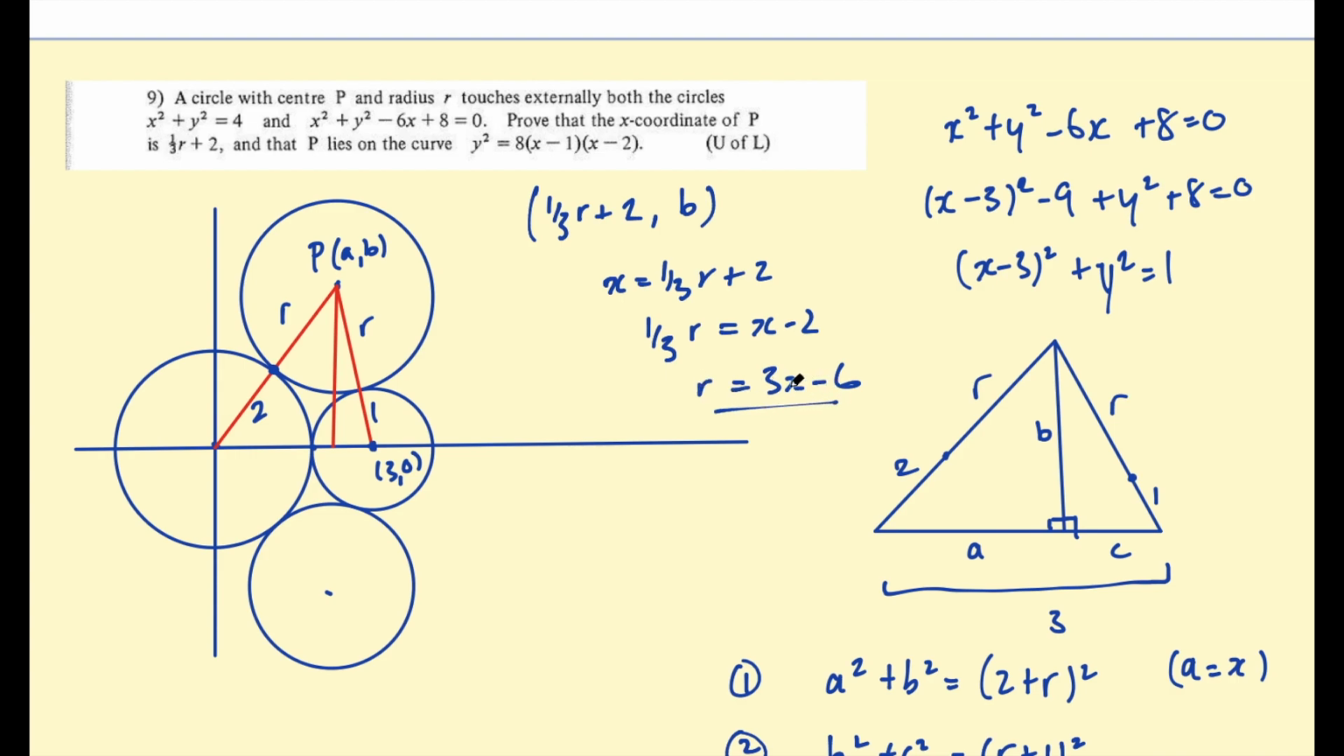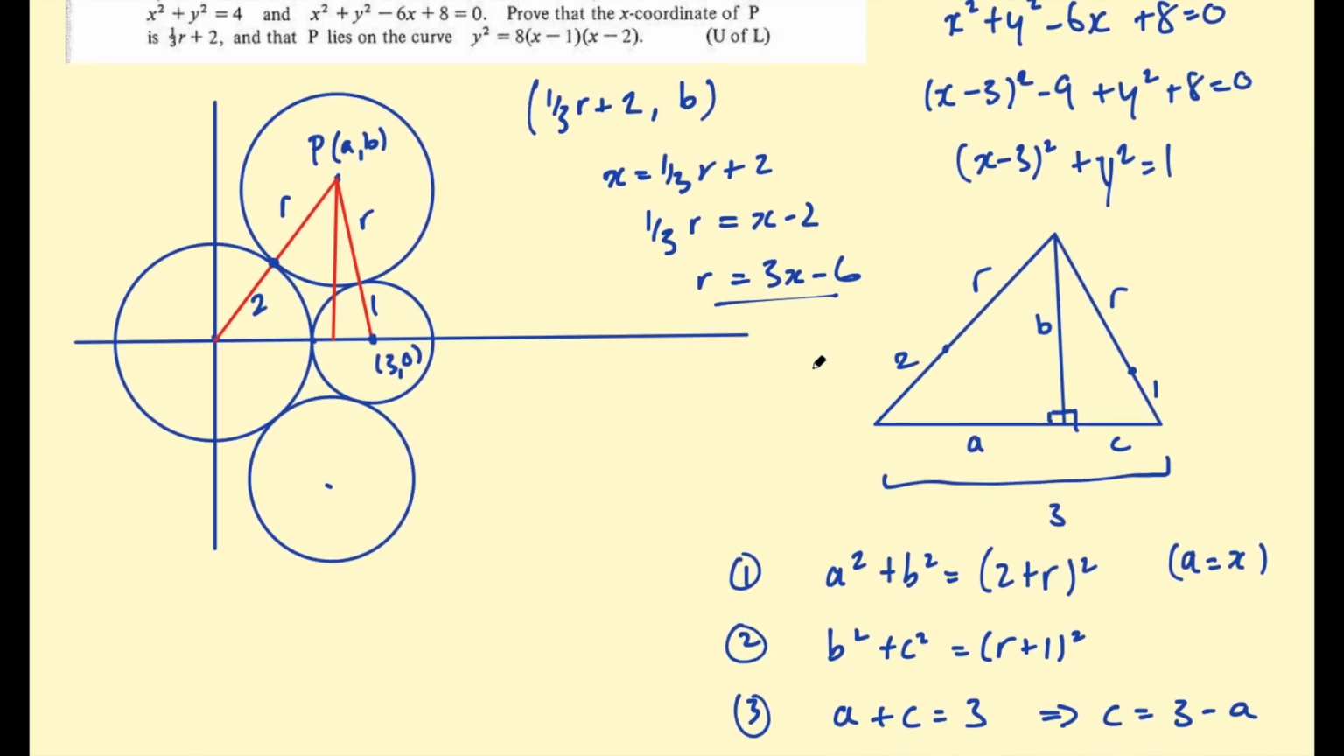So we can get r in terms of x, and what I'm going to do then is the kind of reverse of what we just did. Substitute 3x take 6 in for r in this equation, and then get b in terms of x. Right? Hopefully that makes sense. So remember, a was x. So this equation is going to become x squared plus b squared equals (2 plus 3x take 6) squared, with 3x take 6 for r.